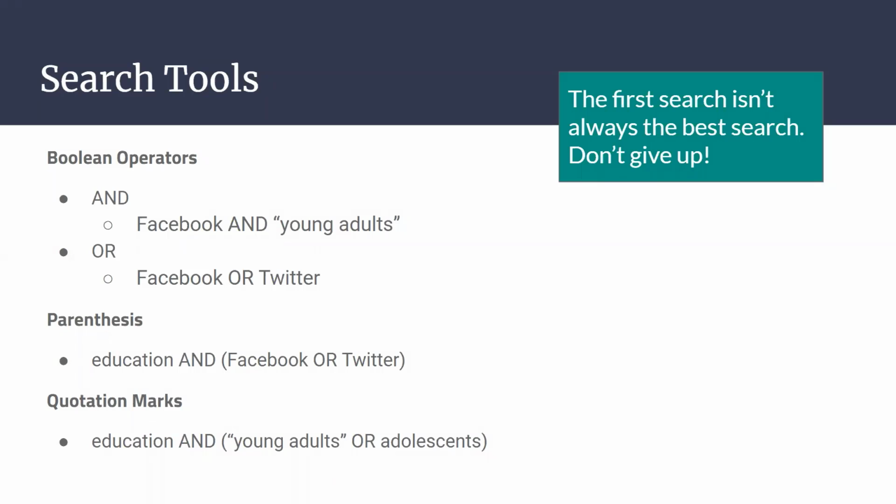So in this case, we're thinking about education and young adults, and we may also find education and adolescents. Again, it just allows us to expand, but it keeps us focused on that very specific phrase. So does that make sense? Do those search tools make sense? Does anybody have any questions about that?